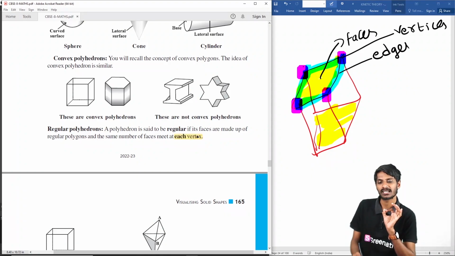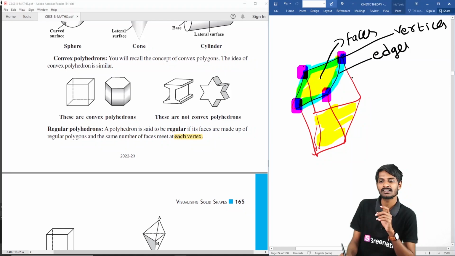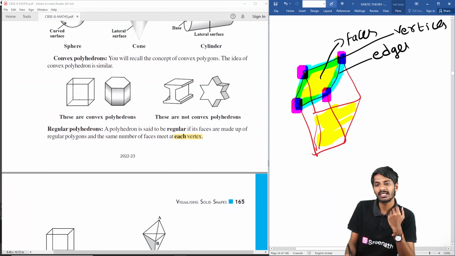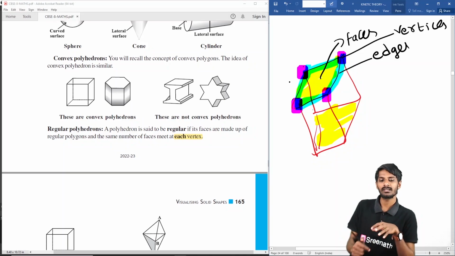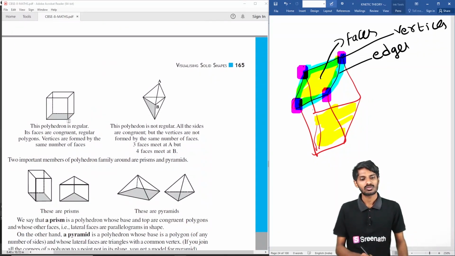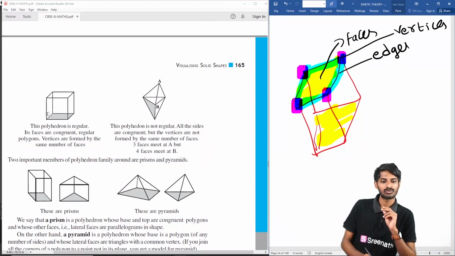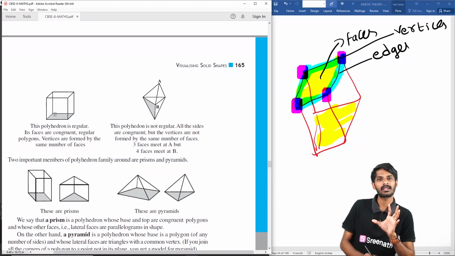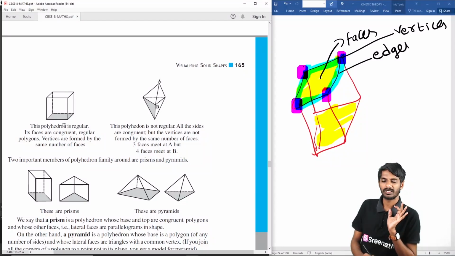meet at each vertex. At each vertex, how many edges are meeting? 3. Here 3, here 3, here 3. So at every corner, at every vertex, the same number of edges are meeting, then it is a regular polyhedron. So this polyhedron is regular. Here, here and every here, the same edges are meeting.